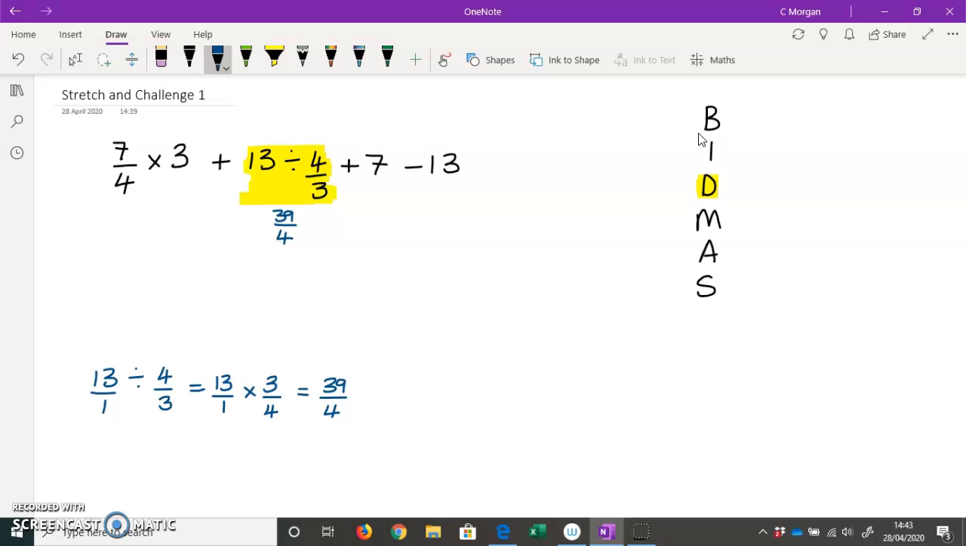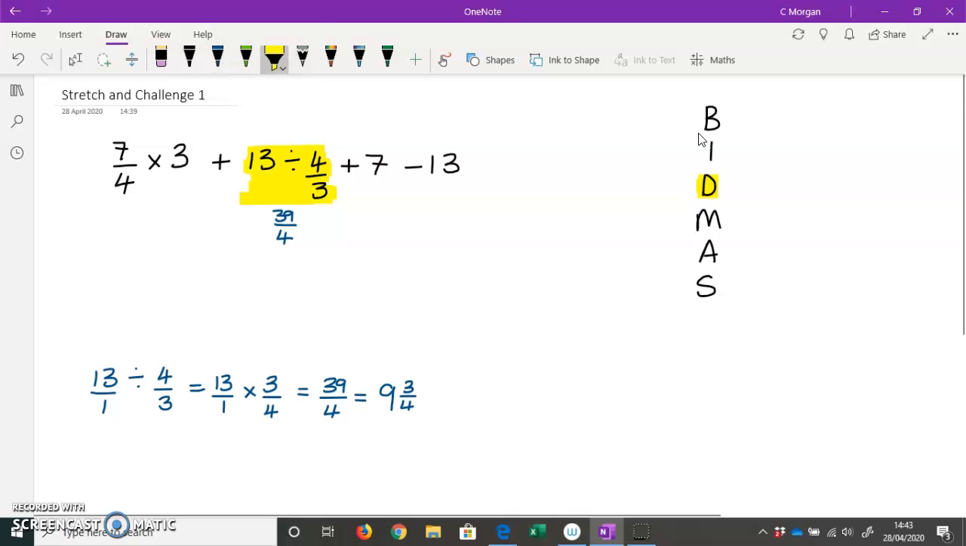Now if I think about what that means as a mixed number, I know that 4 divides into 39 9 times, because 9 fours are 36, and I've got 3 left over. So that's the same as 9 3/4.